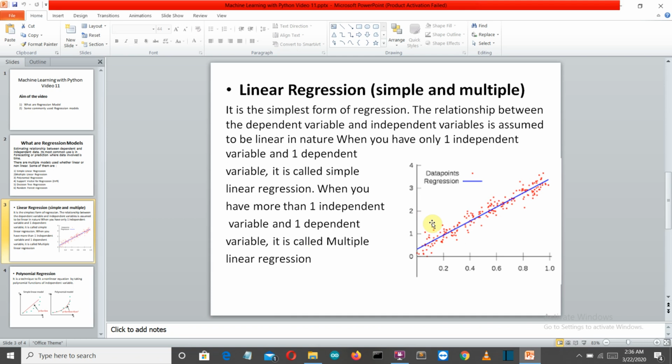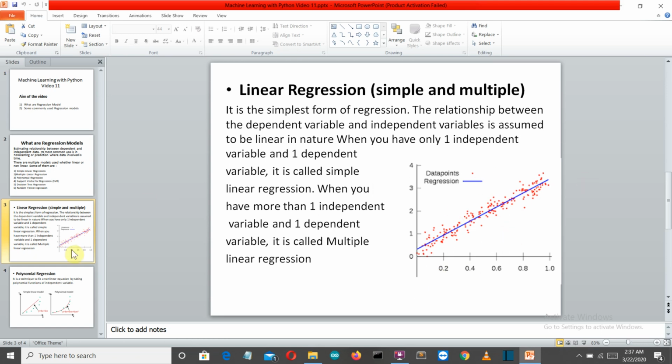Okay, so linear regression is of two types. First is simple and second is multiple. If we have only one dependent and one independent variable plotted on each axis, then we can say that this is simple linear regression. But when you have more than one independent variable or feature and one dependent variable, then we can say that we have multiple linear regression, where multiple independent variables are plotted on one axis and one dependent variable is plotted on another one. Okay, but they will follow linear patterns.